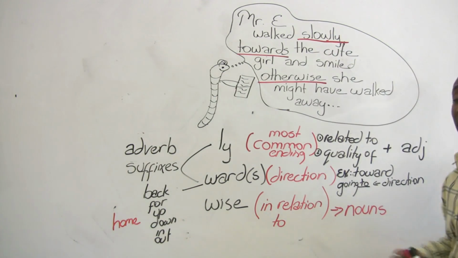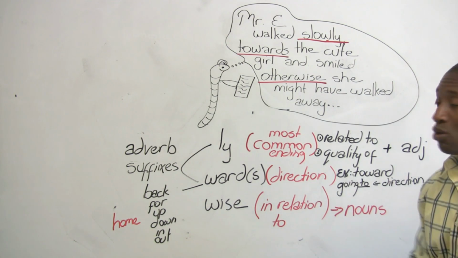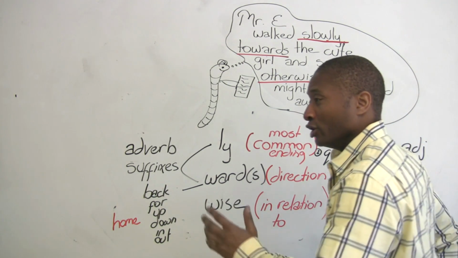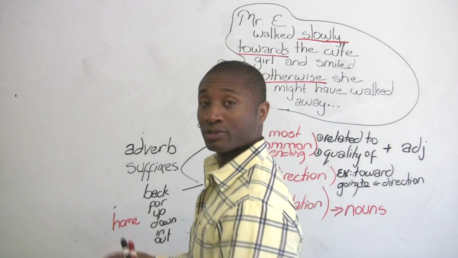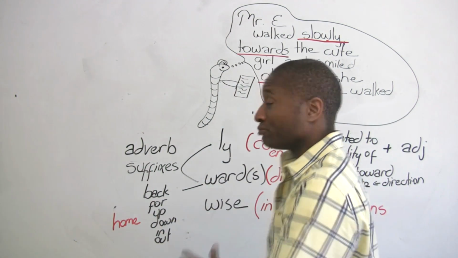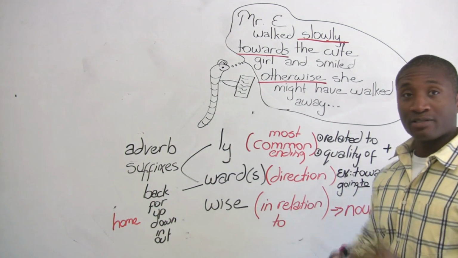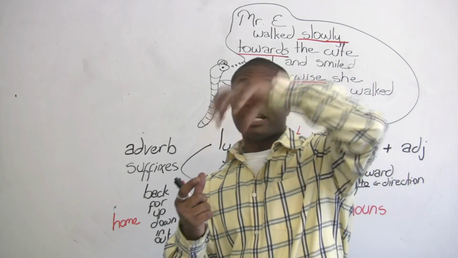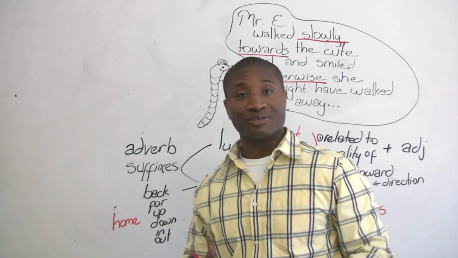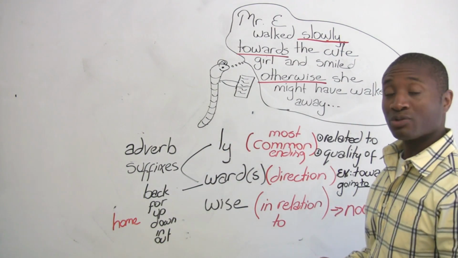Now, when we read this story, it gets interesting, right? Mr. E walks slowly towards the girl. Maybe he's going backwards, towards the girl, okay? Otherwise, she might have made a different decision. So, relating to something else, otherwise. Cool? She might have walked away.